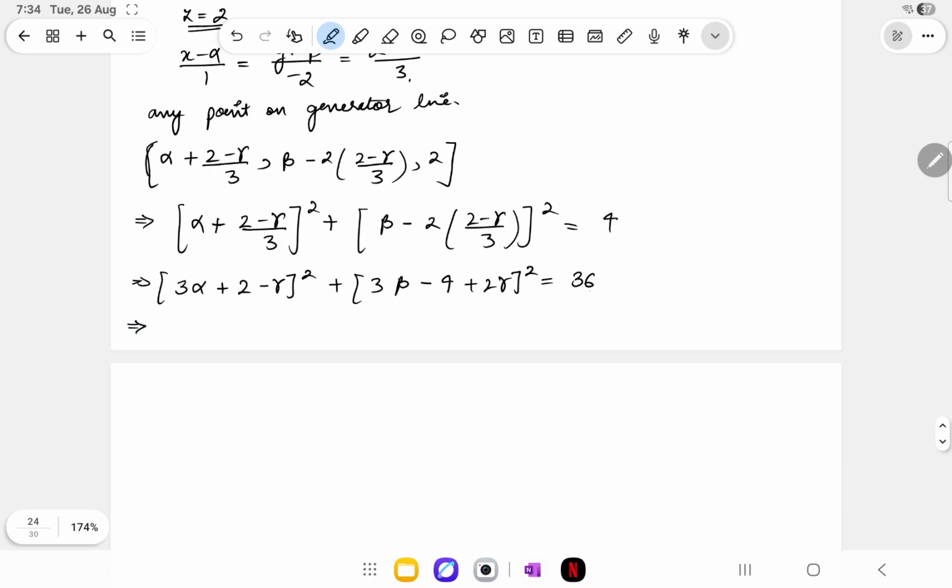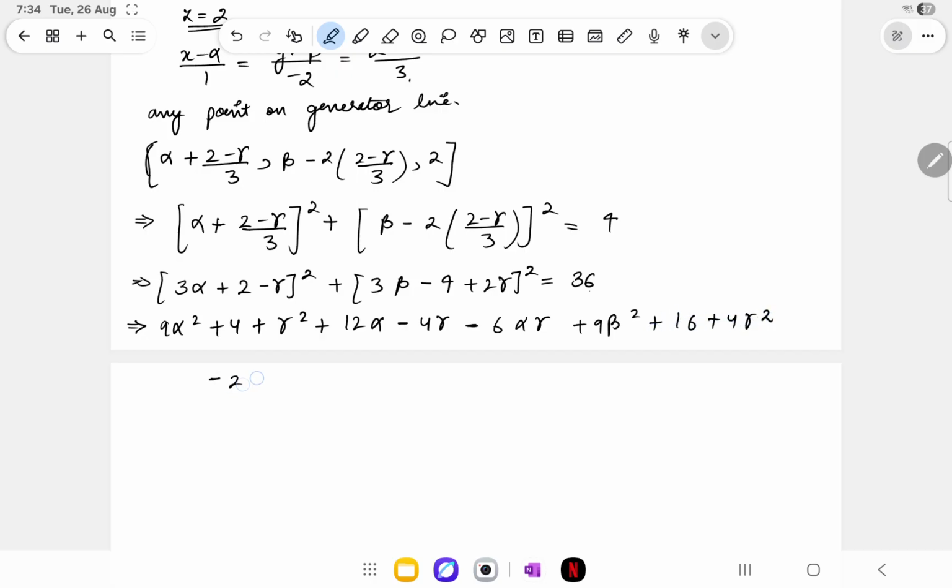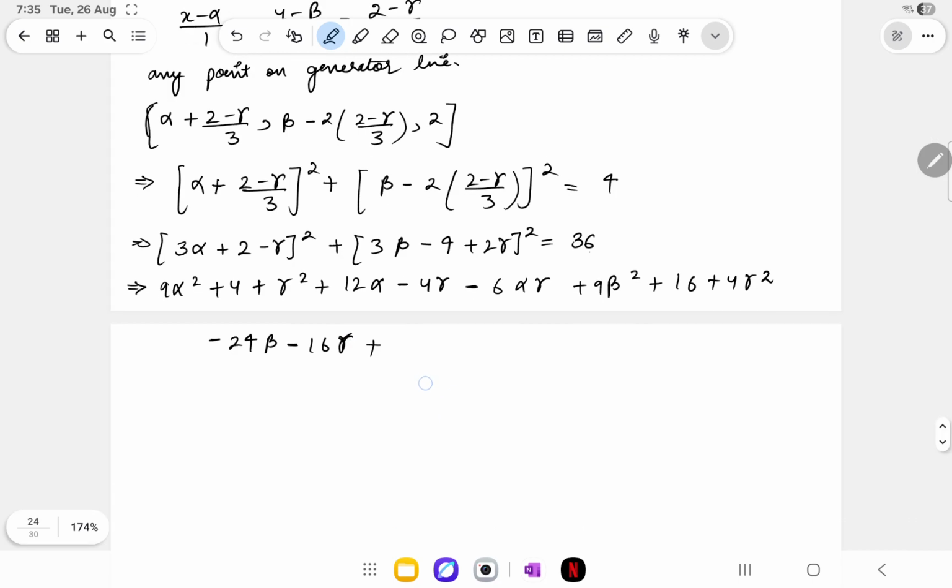So I can simplify it further. I'll get 9 alpha square plus 4 plus gamma square, 12 alpha minus 4 gamma minus 6 alpha gamma plus 9 beta square plus 16 plus 4 gamma square minus 24 beta minus 16 gamma plus 12 beta gamma is equal to 36.